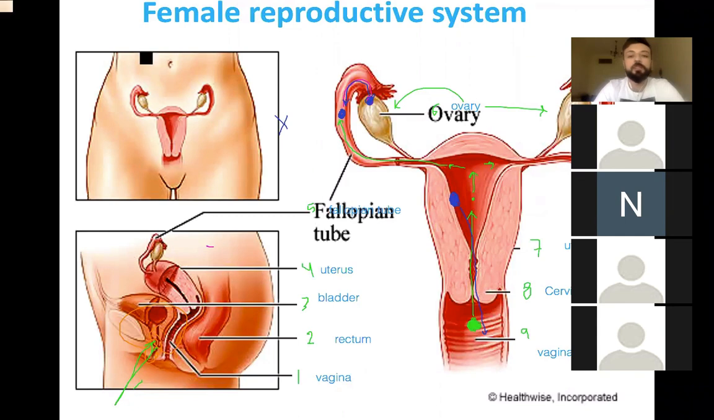So since females have XX in their genetic material, this XX will lead to the formation of the female reproductive system and production of estrogen and progesterone.